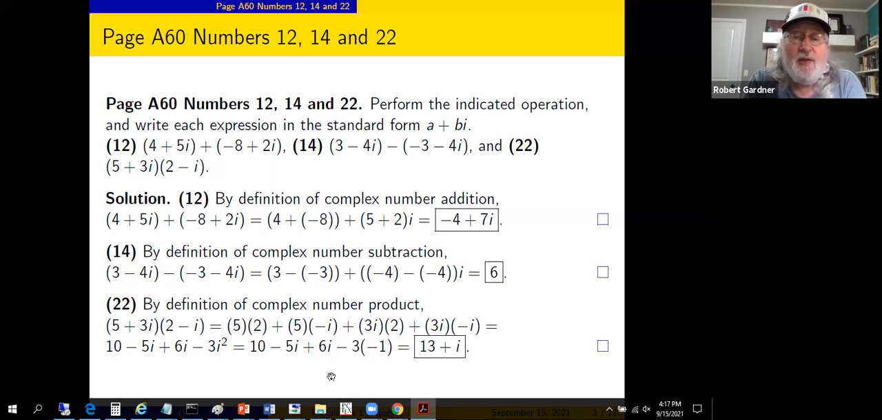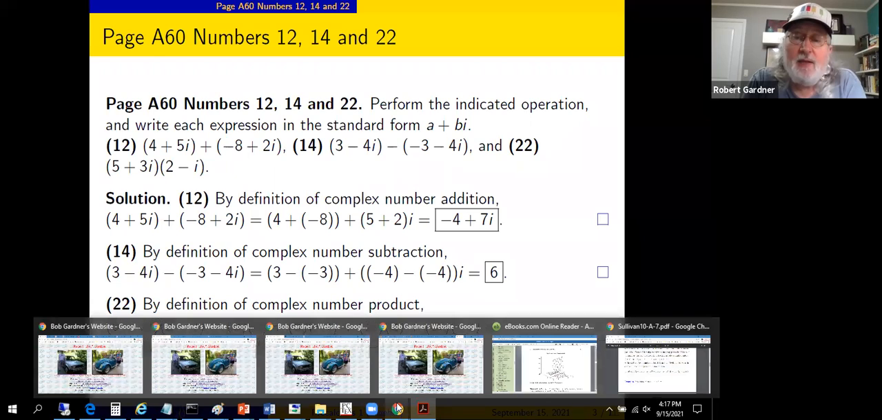And then we'll collect together real parts and imaginary parts. We've got 10 plus 3 produces 13 for the real part. -5i plus 6i leaves us with a plus 1i. And there's the standard form for the product. So there's those three as elementary examples. Let's return to the notes.